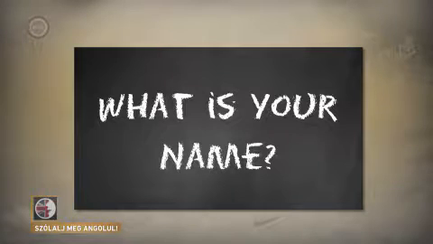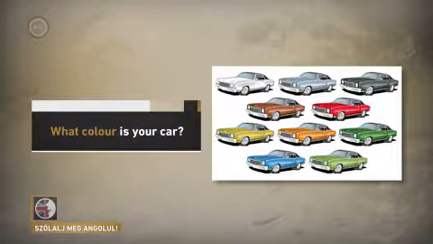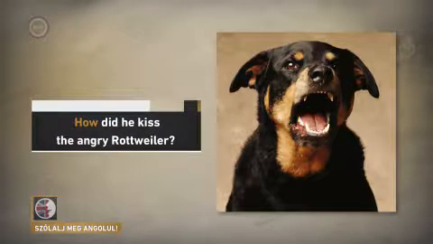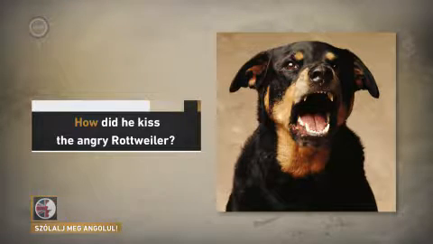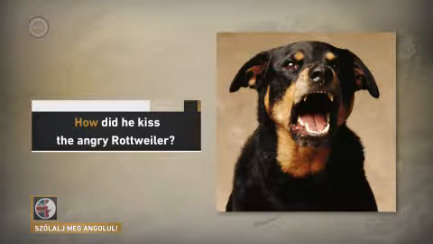Well, we use what to ask for specific information. What's your name? We can also use what with a noun to ask for information. What color is your car? We use how to ask about the way something happens. How did he kiss the angry Rottweiler? He kissed the angry Rottweiler carefully.